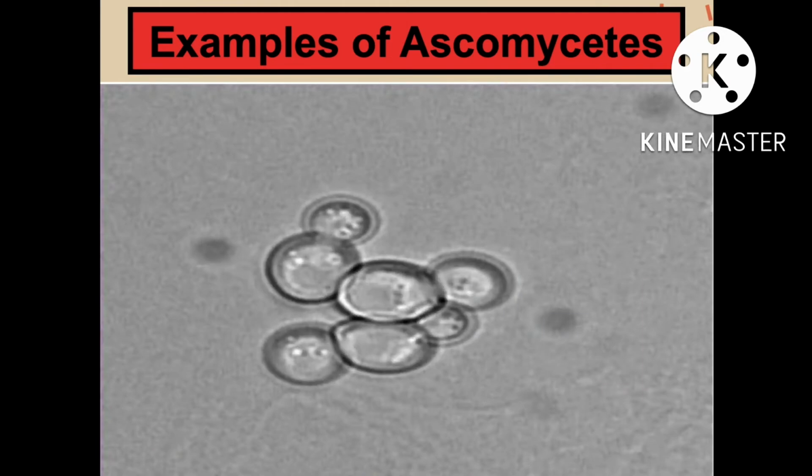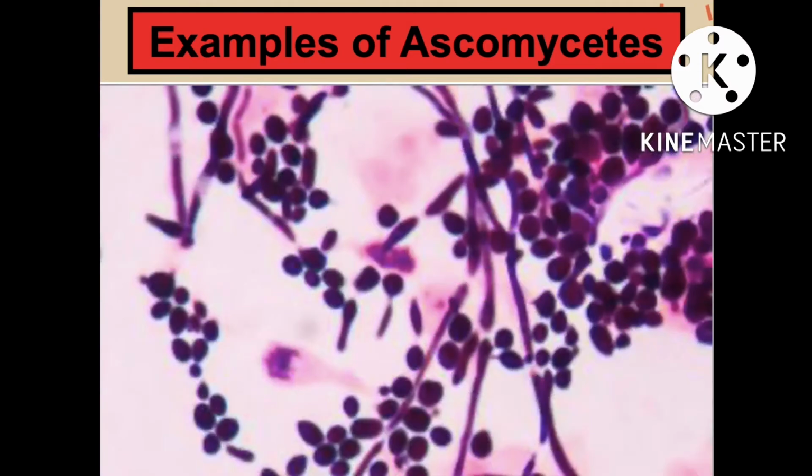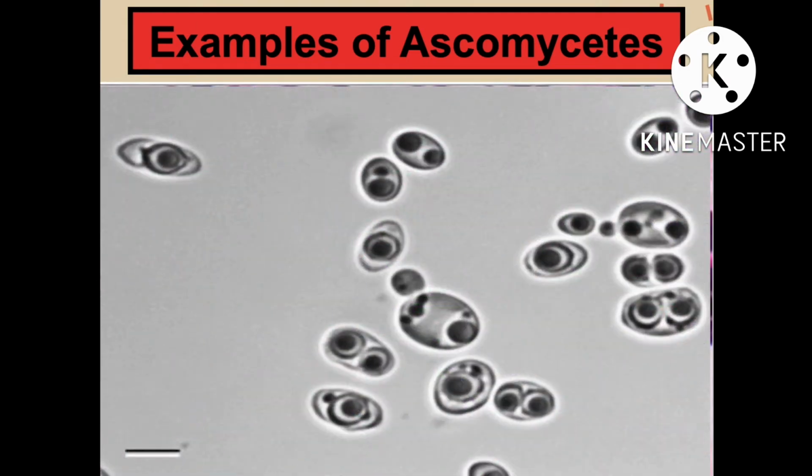The yeasts in which the ascus formation is reported are called true yeasts. In some cases, ascus formation is not known, but they resemble yeast. Such forms are called false yeasts, like Candida and Mycoderma, and are included in Deuteromycetes. Most of the yeasts have the ability to ferment certain sugars.